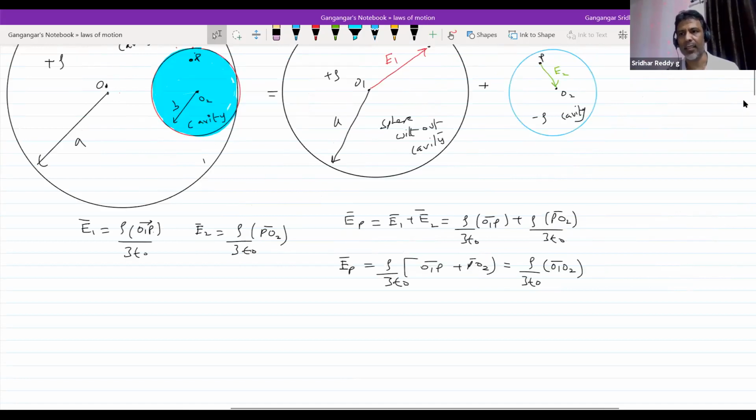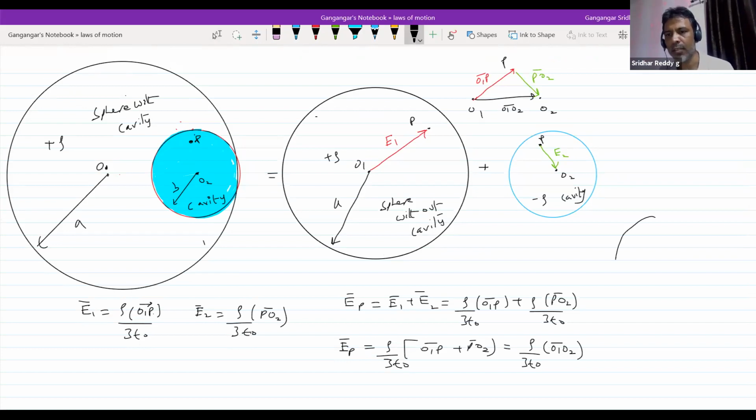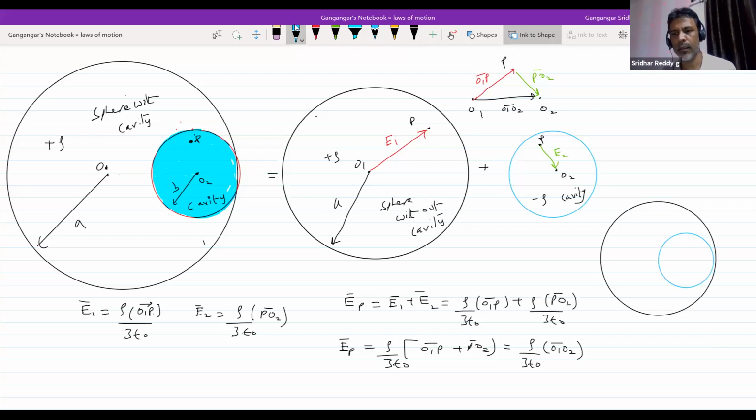This is the basic theory, just a theoretical idea before entering the problem. If I draw one rough diagram, this is O1 and this is O2. How should the resultant field inside the cavity be directed? It should be directed along O1O2 and it should be uniform.